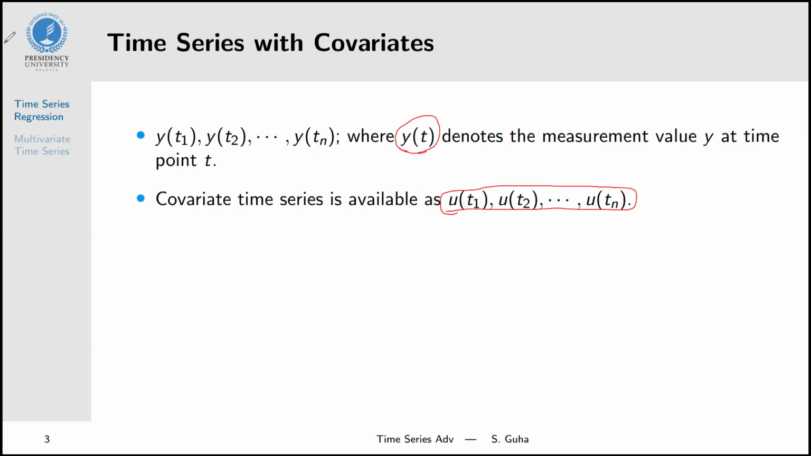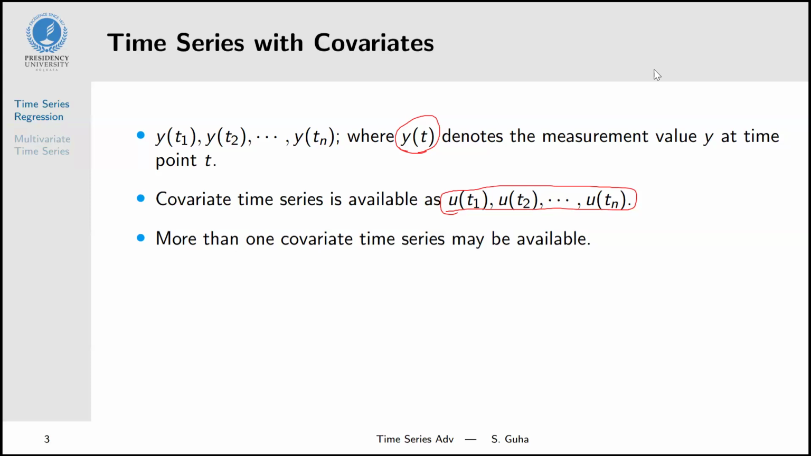Sometimes it may happen that instead of one auxiliary time series, we may have multiple auxiliary time series. Like we may have a time series that records the daily temperature, another auxiliary time series that records the daily rainfall, and maybe another time series which records something else.